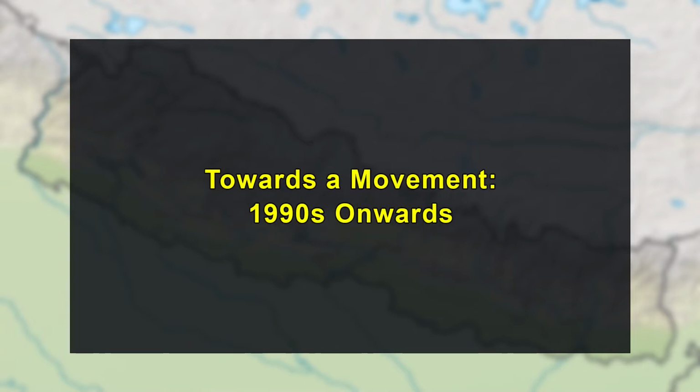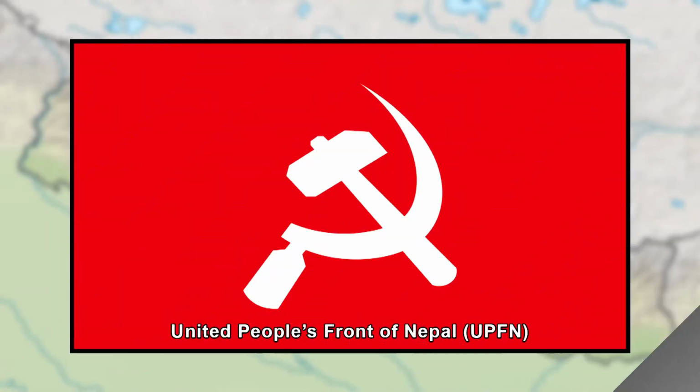Towards a movement, 1990s onwards. The Unity Center was the first major attempt by hardcore Maoists to unite. This may be considered as the starting point of the Maoist movement in Nepal. The Maoists called for the formation of the Constituent Assembly. Unity Center was a revolutionary forum. It also formed a United People's Front of Nepal, UPFN, that was the political front of Unity Center.